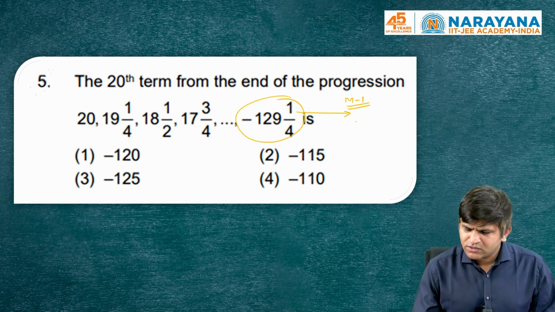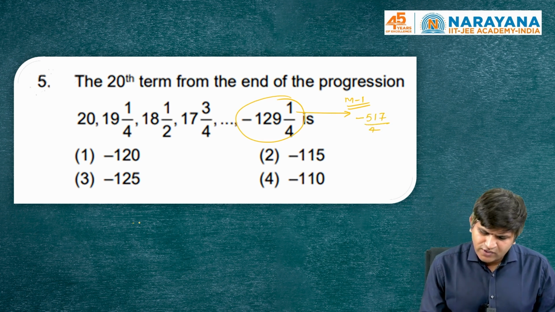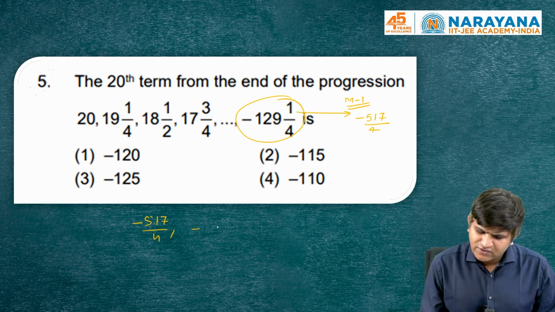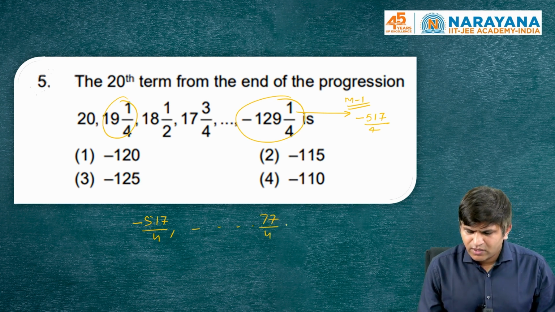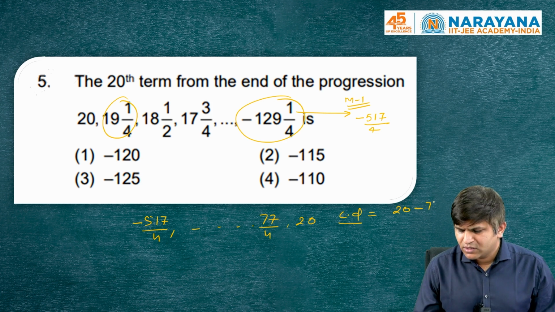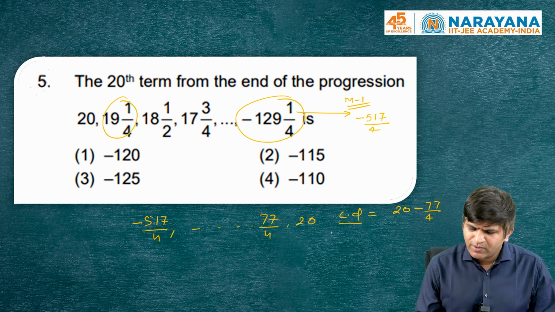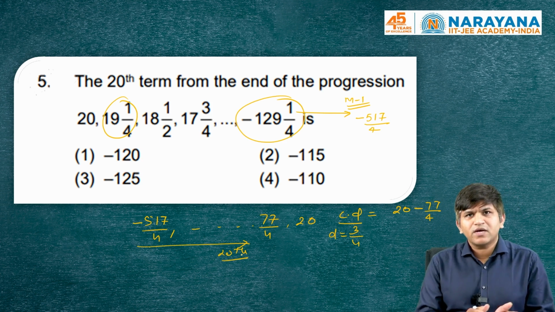So if we simplify this, this will be minus of 517 by 4. So we can write this as −517/4, then the next term will be there, and this term will be 77/4, and the next term will be 20. So for this sequence, we can write the common difference, that will be 20 − 77/4, that is (80 − 77)/4, that is 3 by 4. So the common difference we are getting is 3 by 4. Now we want the 20th term in this sequence, because we wrote this sequence in the reverse order.